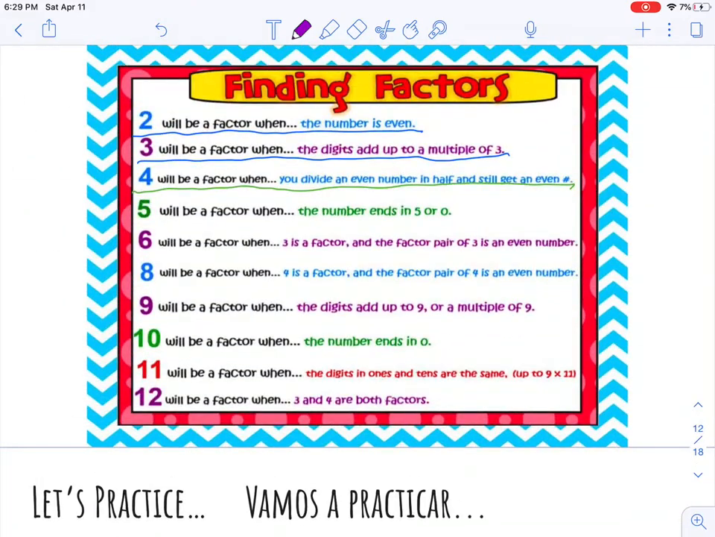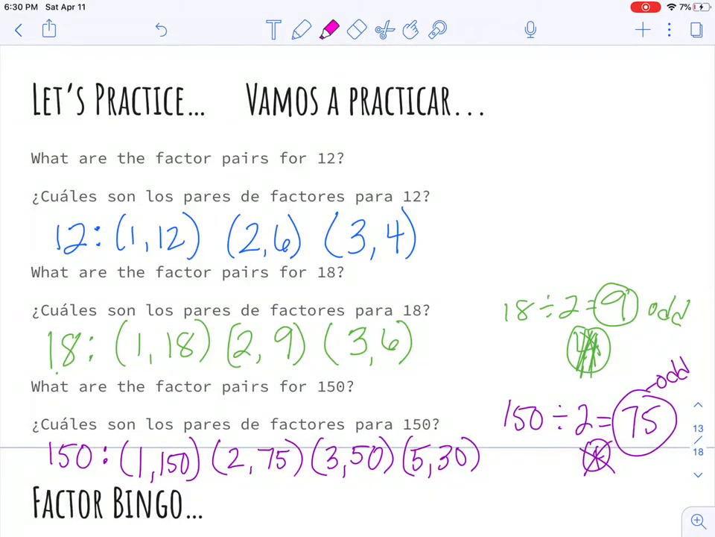All right, now we're going to go to 6. Let's see what 6 says. We haven't looked at that yet. So 6 will be a factor when 3 is a factor and the factor pair of 3 is an even number. Was 3 a factor? Yes. Was the answer 3 times what? It was 50. Is that an even number? Yes. So that means it will have a factor of 6. So let's think, what times 6 is 150? It's 25. 6 times 25 gives you $1.50 or 150.